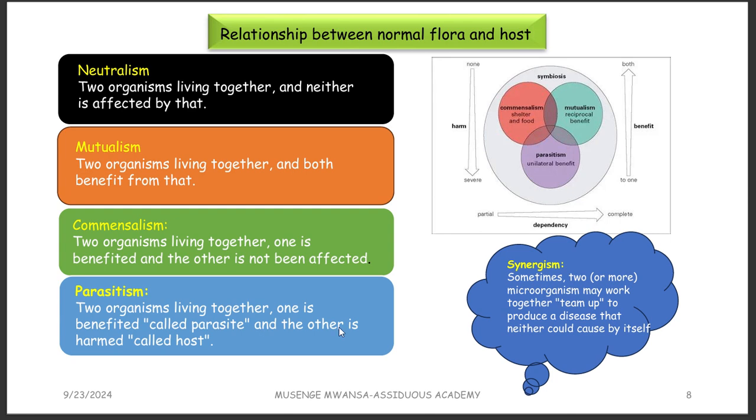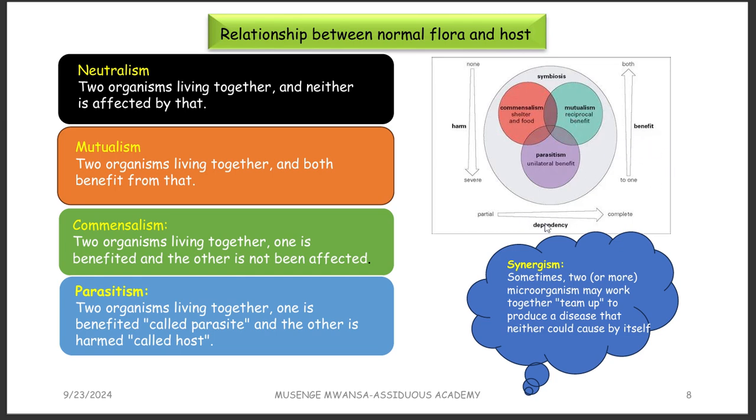The host is harmed. So synergism, sometimes two or more microorganisms may work together. They team up to produce disease that neither could cause by itself. If they are alone, they can't cause any infection. But when they cooperate, they now cause infection. You can see that parasitism is more harmful, and then as you go up, commensalism and mutualism are beneficial.